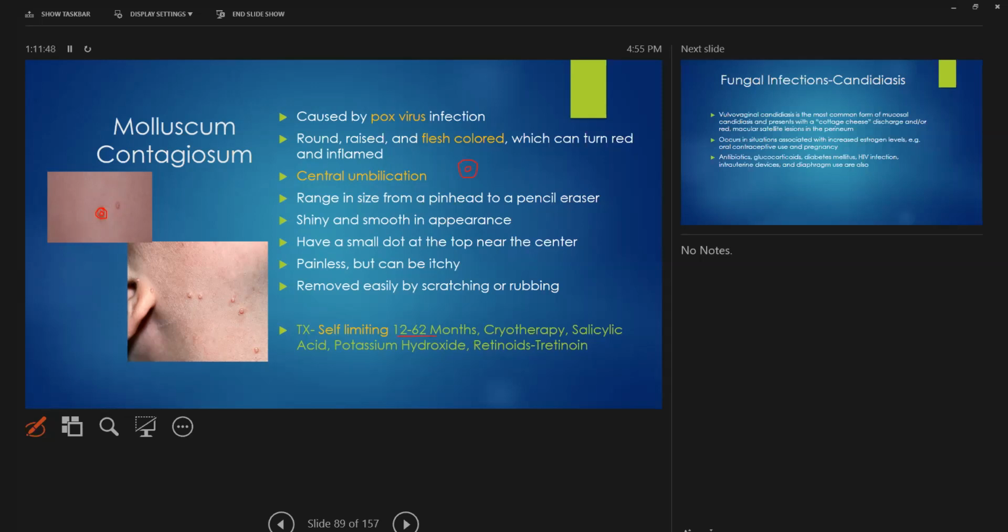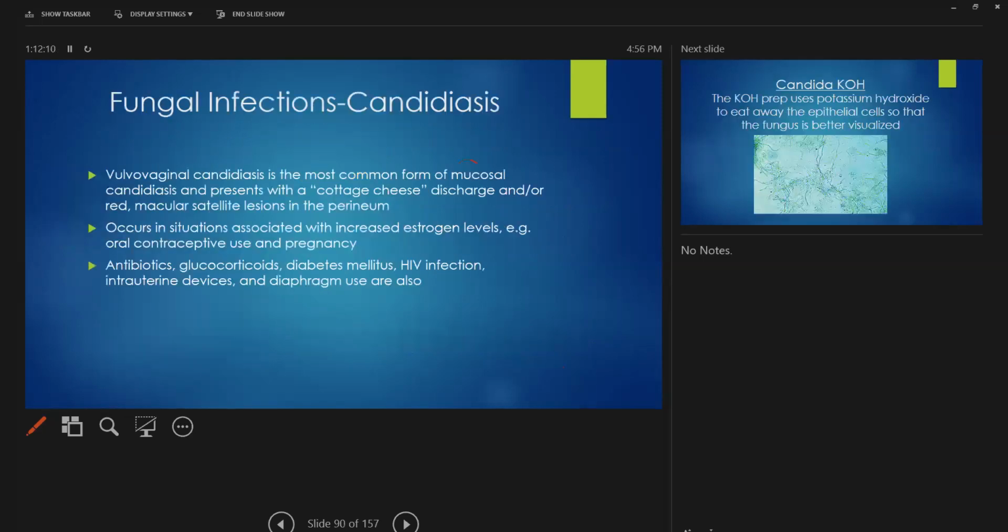So if they're persistent or causing a problem, like just a couple of them getting caught on your t-shirt or something like that, then you can do cryotherapy or put salicylic acid on them repeatedly or some retinoids to knock them down. But generally they're just self-limiting, but you'll see a lot of kids with these because parents get concerned about that. Fungal infections and candidiasis.